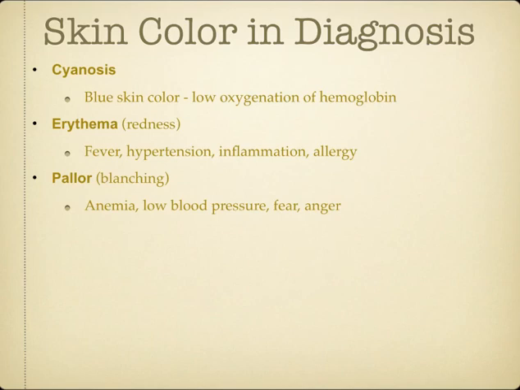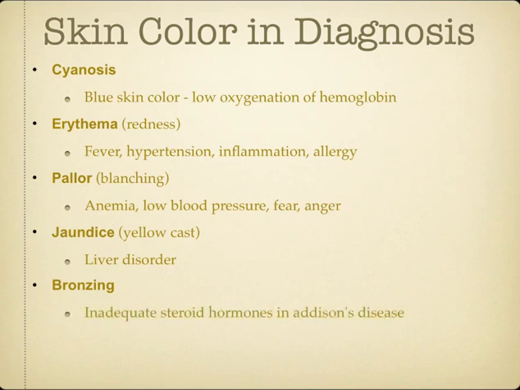You may have heard of becoming pale with fear, same idea here. Jaundice is a yellowish color that's not due to eating too many carrots. Instead, this actually is due to liver disorders. And there's an interesting phenomenon known as bronzing. It's not a good thing. This is not a tan, although it's a somewhat similar color. It's an inadequate amount of steroid hormones in Addison's disease. And then, of course, bruises indicate you've got blood clots happening underneath the skin.